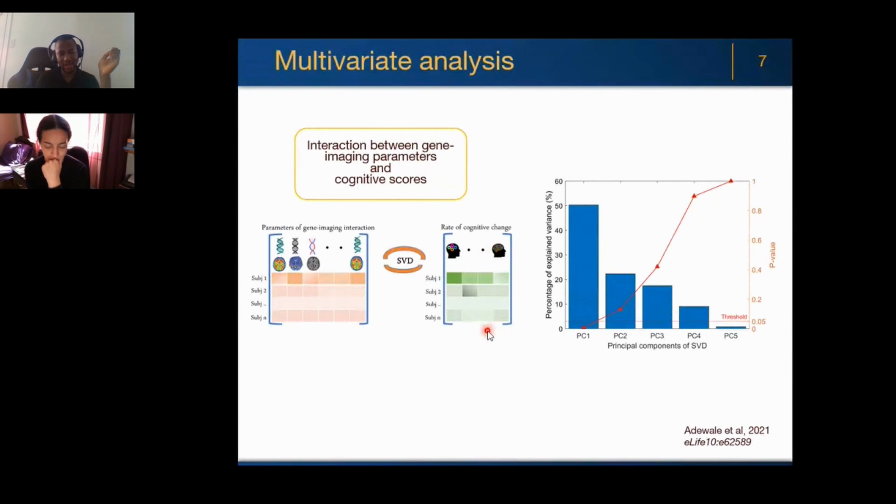And after doing that, just to evaluate how stable this analysis is, we did 10,000 bootstraps. After that, we found out that the first principal component was the only stable one, and that accounted for about 50% of the covariance, or the cross correlation, between the left side and the right side there. Then for Alzheimer's disease, the variance explained was about 68%.